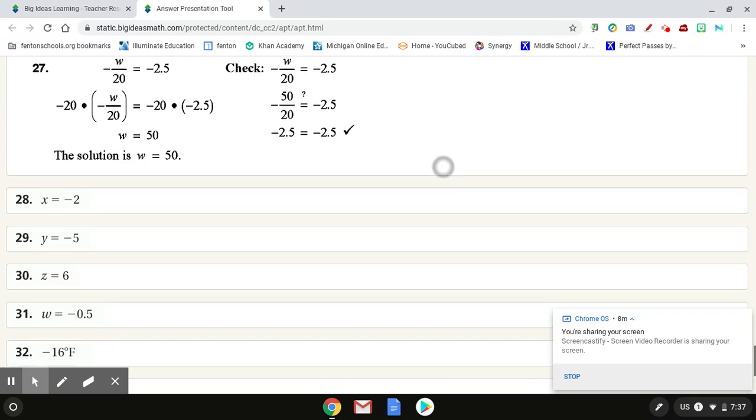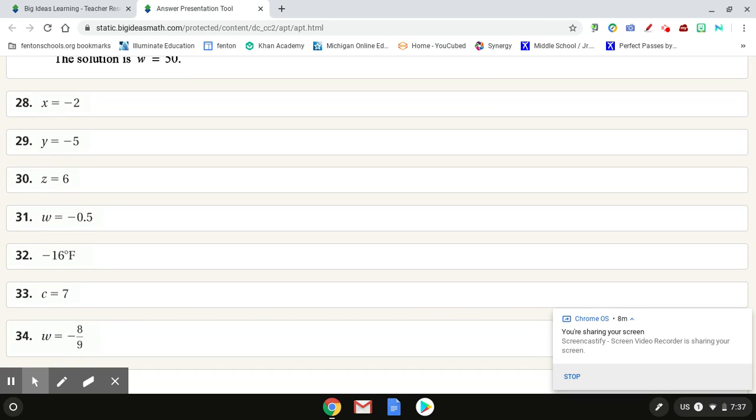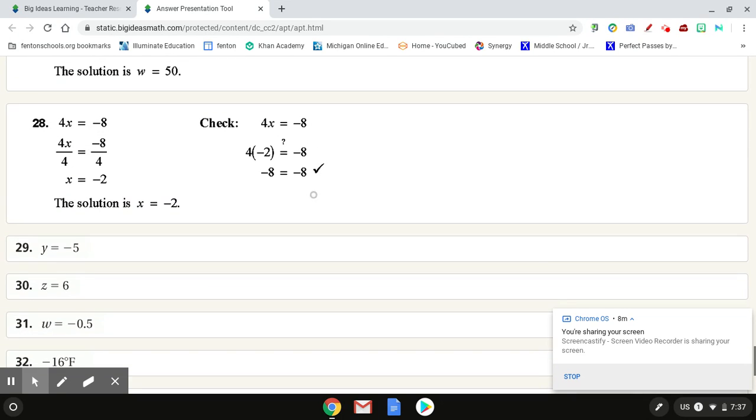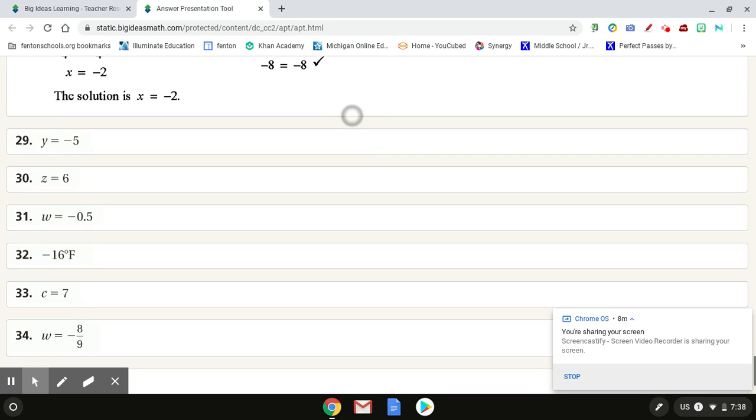27. Remember, as you see this screen, you can see all the answers, but when I tap on it, it expands to show the work. So that's why I'm tapping on it so you can see the work. And remember, pause as needed.